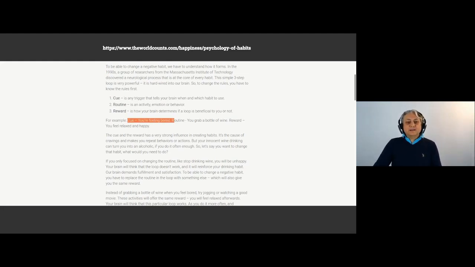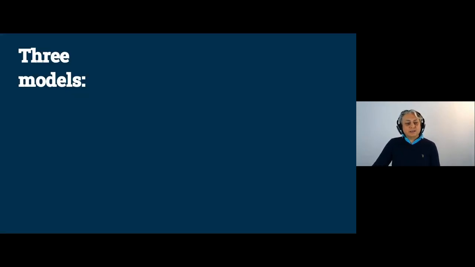The example here is something like: you are feeling bored, that's the cue. Routine: you grab a bottle of wine and presumably drink it. Reward: you feel relaxed and happy. And this is a habit that may very well work, right? But it can also get so expanded that you drink too much wine. Or it can just be the one bottle, and that would work fine. So the same mechanism can lead to other things like addiction and so on.